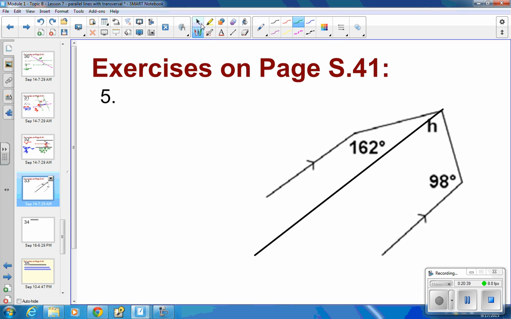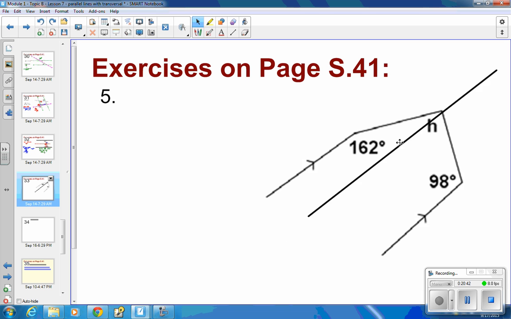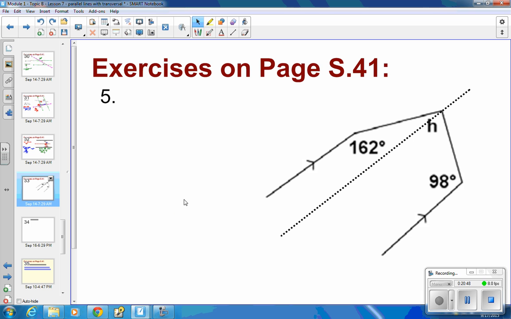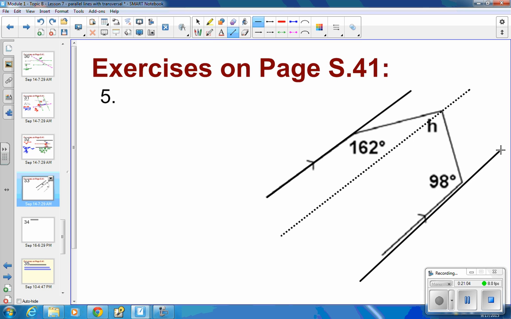Okay, the last one from the examples, from the exercises. So I think I've already added an auxiliary line to my picture here. Yep, there's my auxiliary line. Put it right there. Let's make it dotted so you can see it as an auxiliary line. I might need to extend some of my lines. So if I extend this line here so I can see it better, and I can extend this line down here so I can see it better.